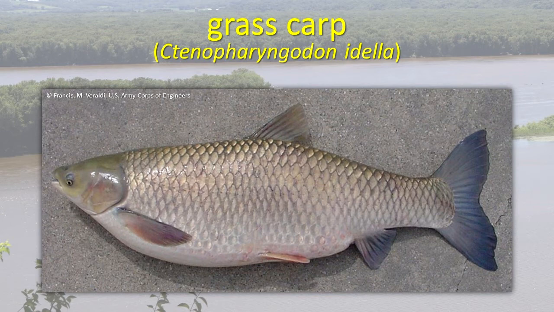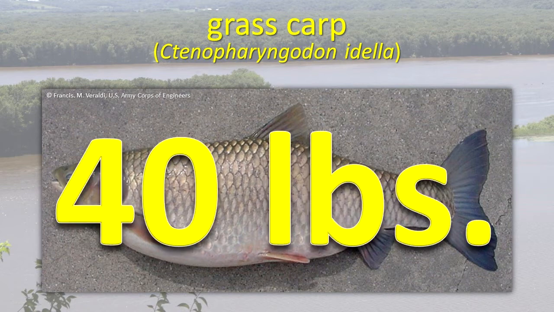Grass carp compete with native crayfish and other fish species for food. They grow very quickly and can be very large, reaching more than 40 pounds. They alter habitats by destroying vegetation and reducing water quality through stirring up sediment.